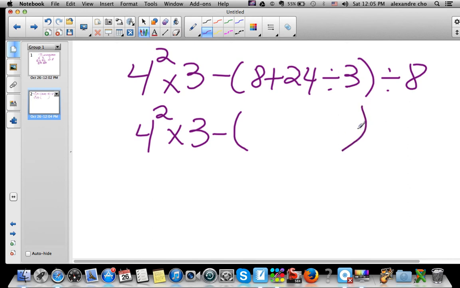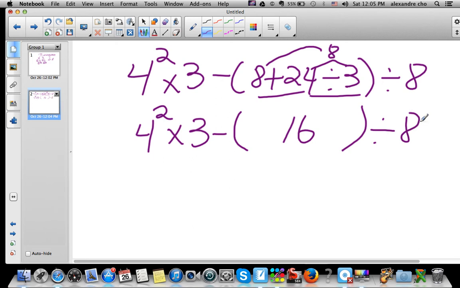Inside the parentheses, you have a choice between doing 8 plus 24 or 24 divided by 3. Well, you know division comes first, so you have to do 24 divided by 3. And 24 divided by 3, I'll do it up here. It's 8. So now you have 8 plus 8, and that all equals 16. And then let me copy the back part, divided by 8. Okay? So our parentheses are taken care of because there's nothing else to do, so 16 stays there. You leave it in parentheses.